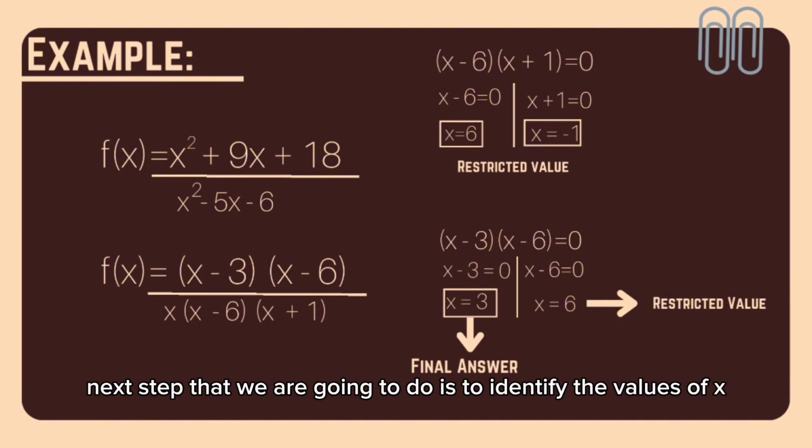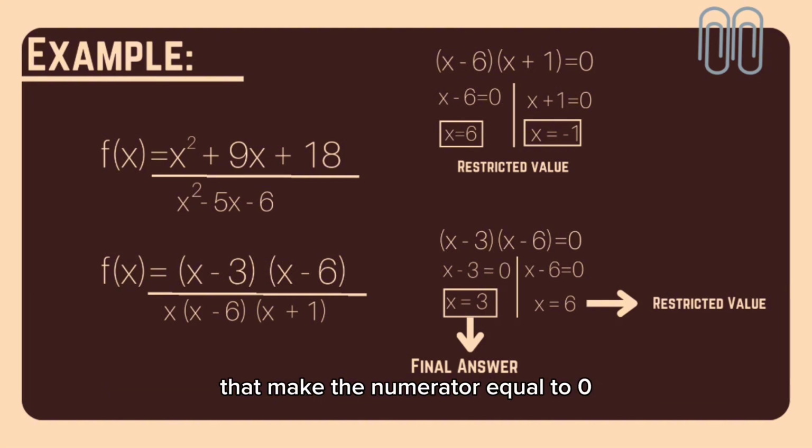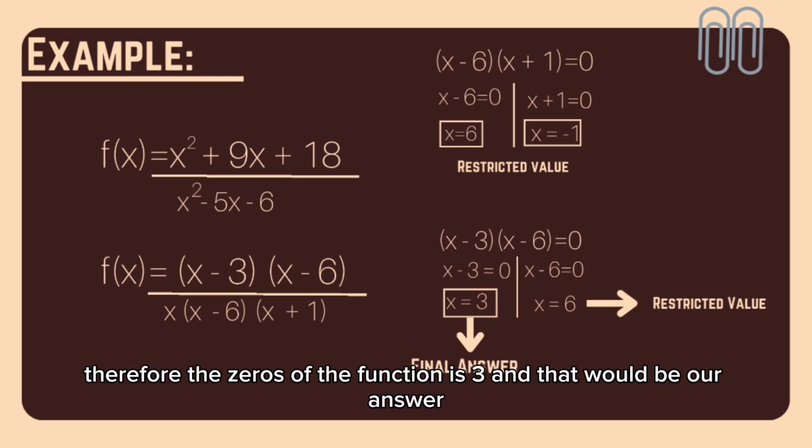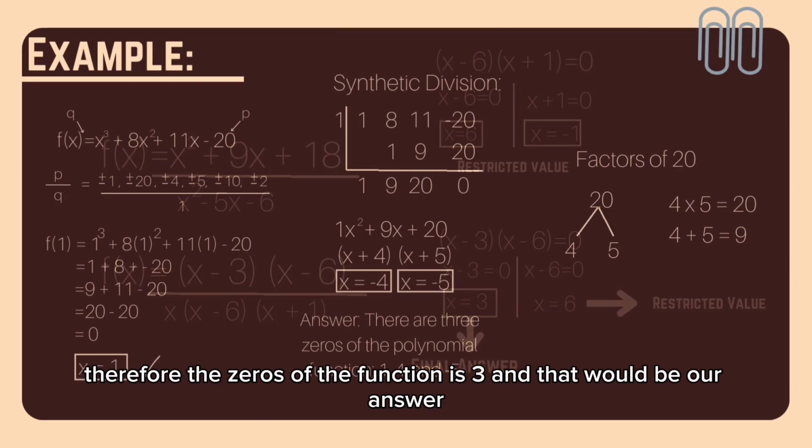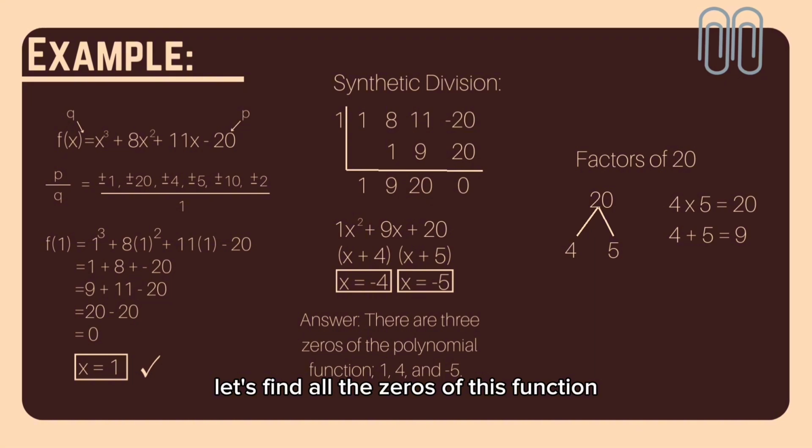Next step that we are going to do is to identify the values of x that make the numerator equal to 0. So let us set the numerator equal to 0. That is quantity of x minus 3 times the quantity of x minus 6 is equal to 0. Let us move negative 3 and negative 6 to the other side of the equation. It will give us x equals 3 and x equals 6. Since positive 6 is a restricted value, therefore the zero of the function is 3, and that would be our answer.